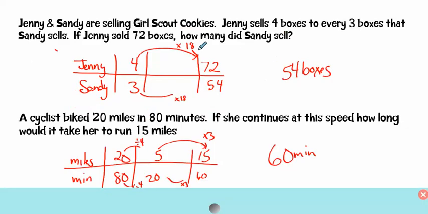In this one, how many did Sandy sell? Well, Sandy was already written down, so I don't need a total. Miles was already written, so I don't need a total. All right, we're going to have you do some more practice with that.